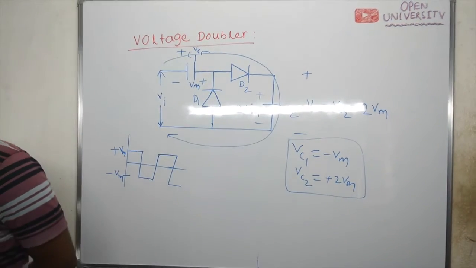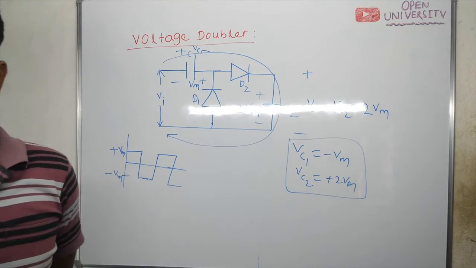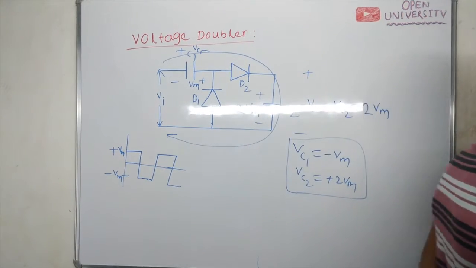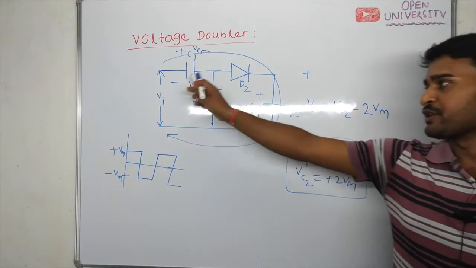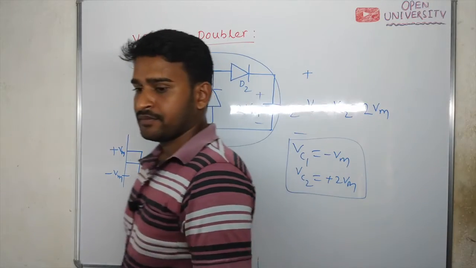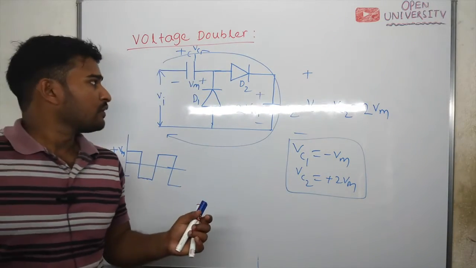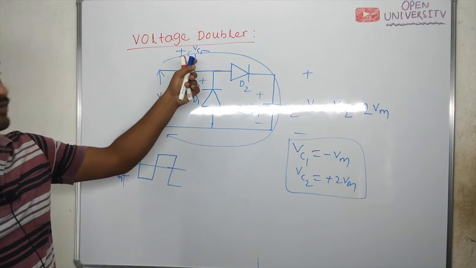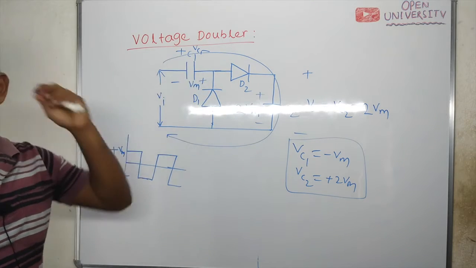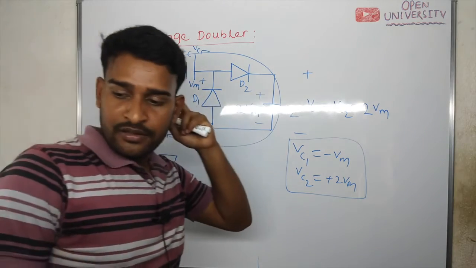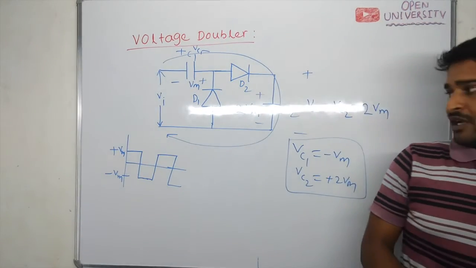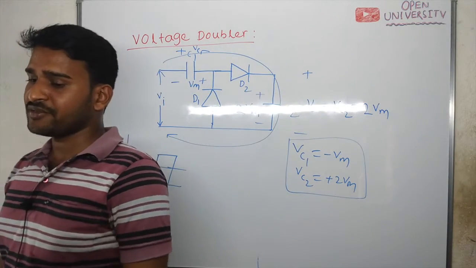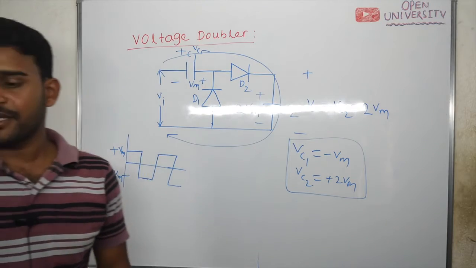During the negative half cycle, D1 becomes forward biased and capacitor C1 will charge through D1 up to Vm. If this voltage is Vm, capacitor voltage Vc1 will be minus Vm. So write down, capacitor will charge through D1 up to peak input value minus Vm, that is nothing but the voltage across capacitor Vc1.